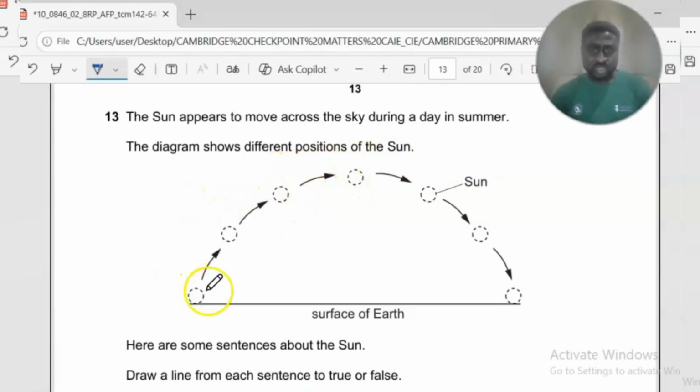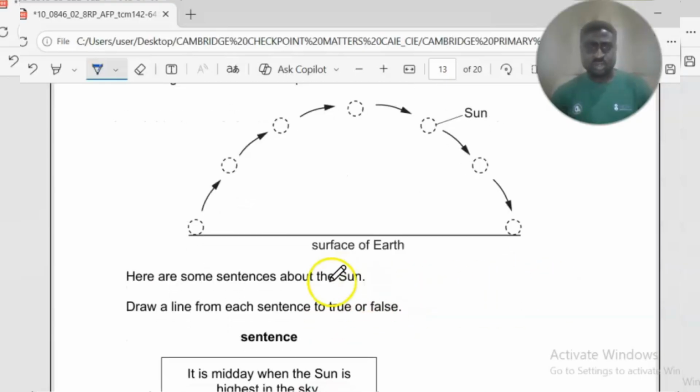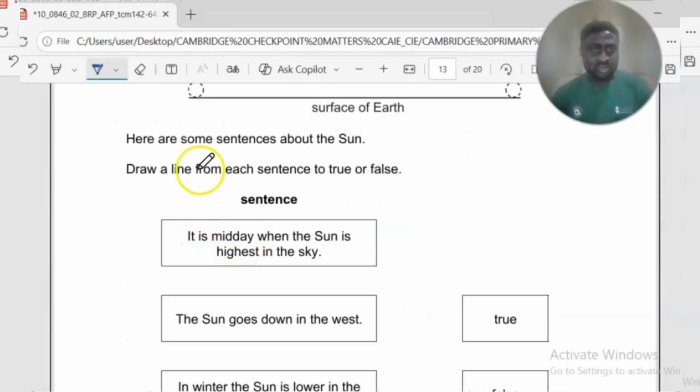So starting from this point, the sun position moved from this point to this point. At this point, it was seen here. It was seen at this position. It was seen here, and the sun kept moving up until this point. Now, this horizontal line here represents the surface of the Earth. So, having studied that model, let's look at the question that follows. Here are some sentences about the sun. Draw a line from each sentence to true or false.